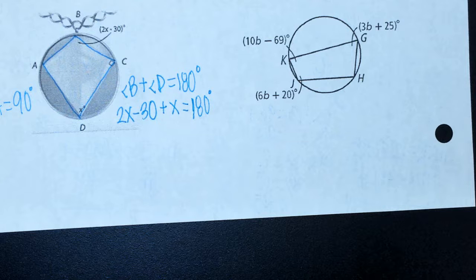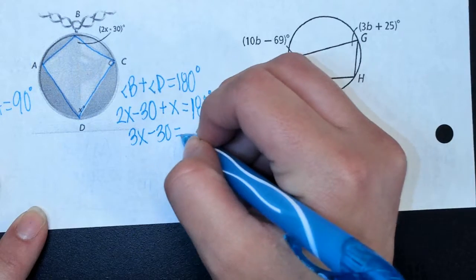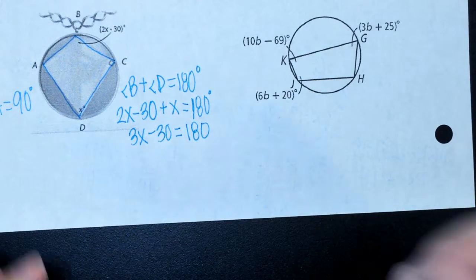Combine your like terms. If they're on the same side of the equal sign, don't change the sign. So 2x plus x is 3x. Go ahead and bring down your negative 30 equals 180. What do I do now? Add 30.